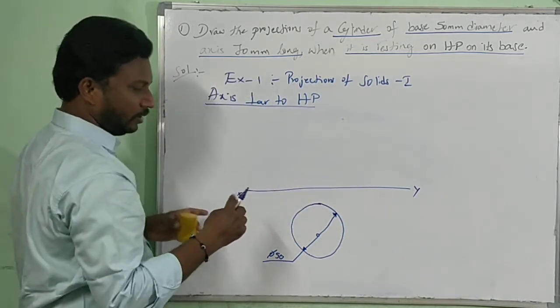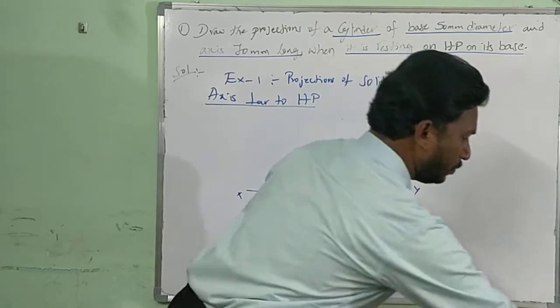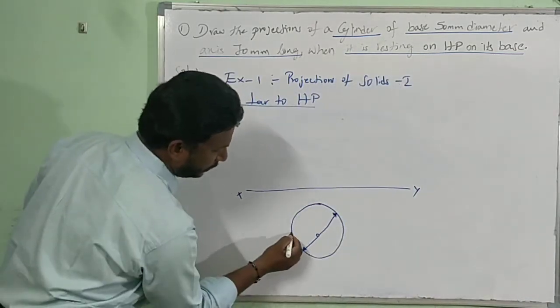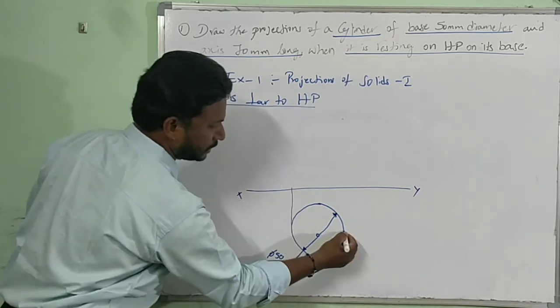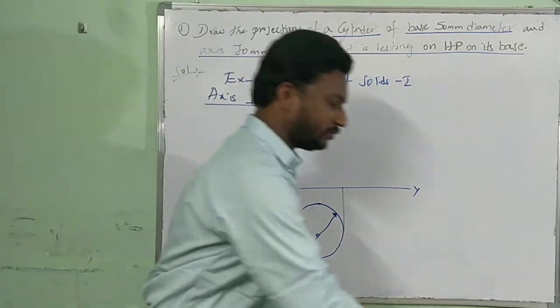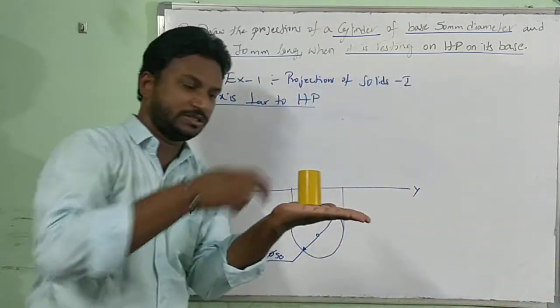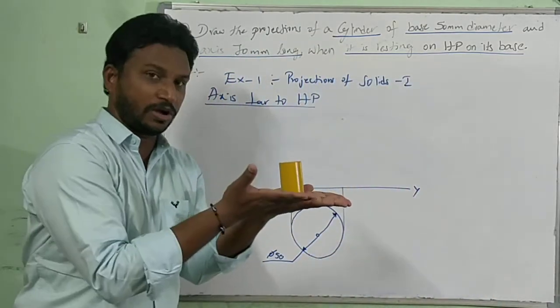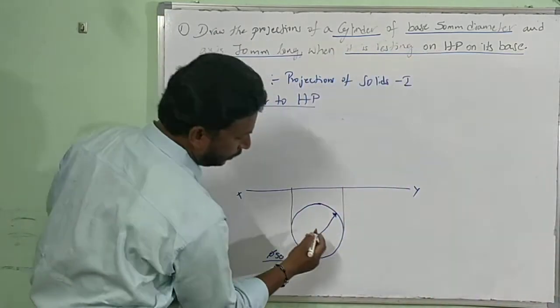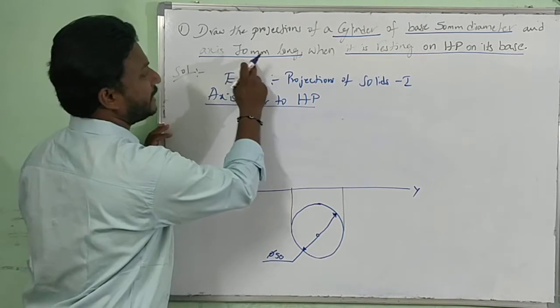Now, simply here, you are supposed to draw its projectors. Try to pick the diameter. Draw the projector right up to XY. Why? Because it is resting on HP. Now from here, what is this? The axis height is 70 mm long.